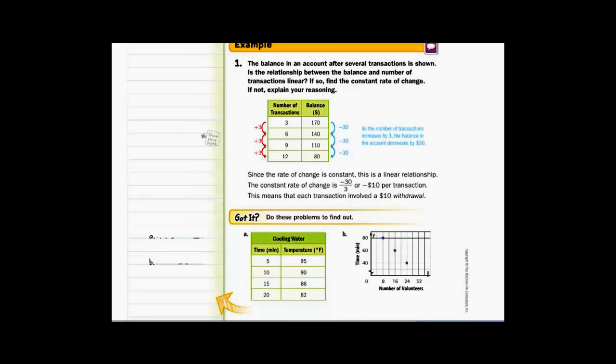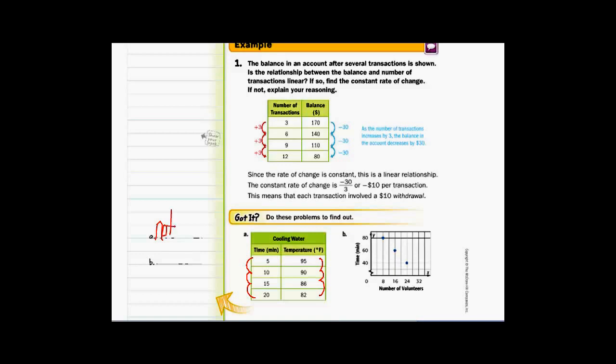So, Got It. Try those problems, and then we'll come back. Okay, after all of that, we need to talk about A. What's happening here? Well, for every 5 minutes, this is going up. What's happening here? That's going down 5, down 4, down 4. So since it is not a constant rate of change, this is not linear.